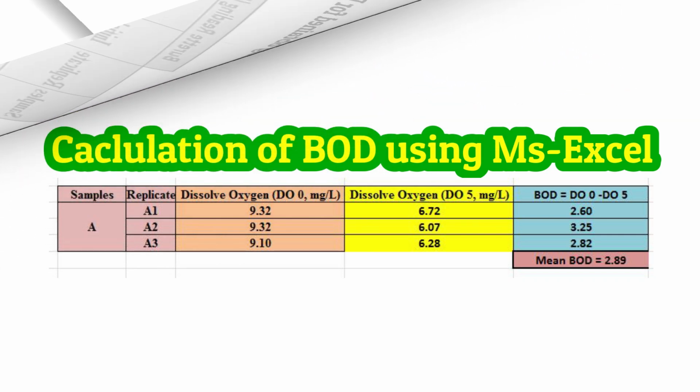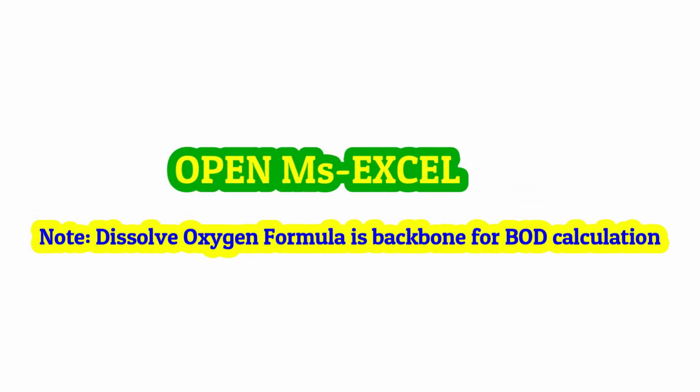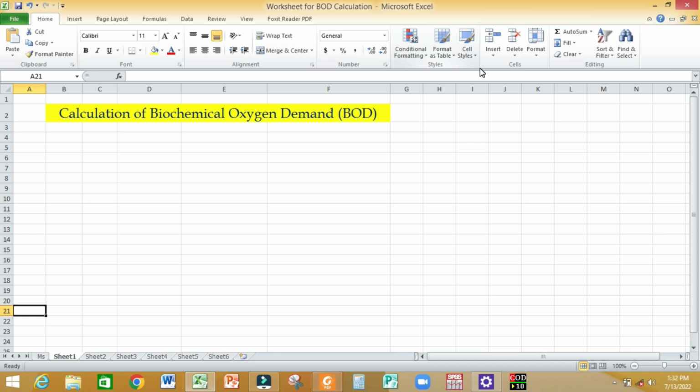Next, let's move on to the next part, which is the calculation of the biochemical oxygen demand in the water samples using Microsoft Excel. So to do so, first open your Microsoft Excel sheet, and for your information, you should know that the dissolved oxygen formula is the backbone of the BOD calculation. To begin with, for the calculation of biochemical oxygen demand, the first thing we need to know clearly is the formula. So let's bring the formula into this sheet.